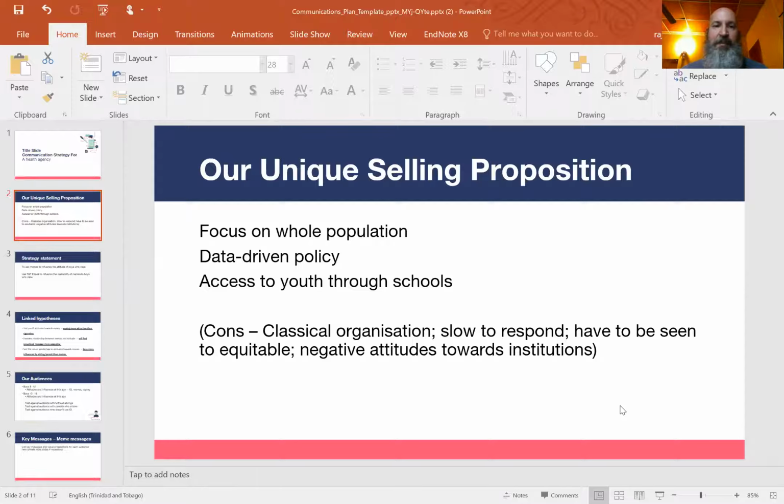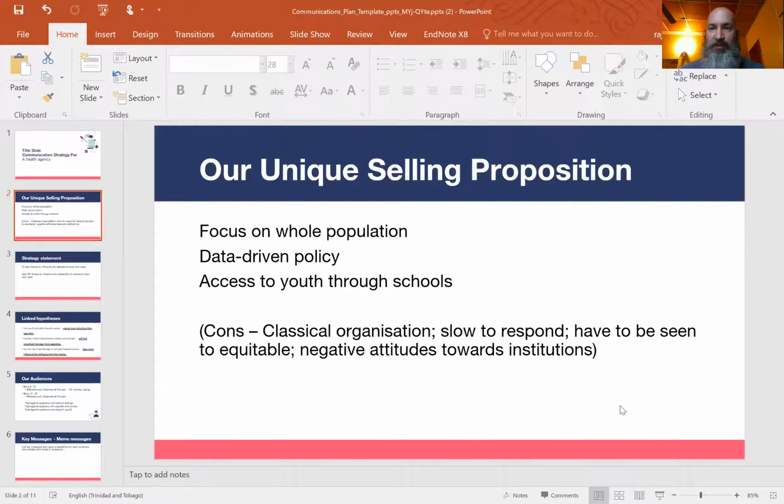So I'm saying if I'm a health agency, it's likely that I have a responsibility for a wide population, that policy comes out. This organization is going to be data driven, and I'm going to have access to a particular target audience, maybe through schools or an education system. Now, I've listed some cons in brackets below, which obviously I wouldn't expect you to do, but I'm just listing them to show you the kinds of things that are in contrast to what is a positive.